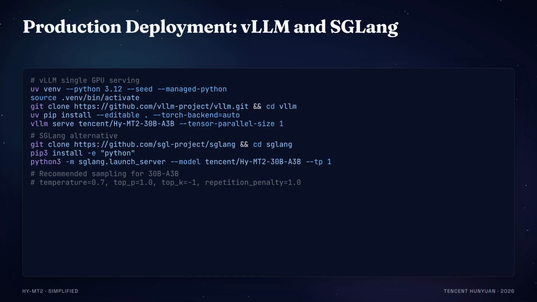For production, you have 2 great options. vLLM gives you the OpenAI-compatible HTTP API with continuous batching and tensor parallel sharding. SGLang gives you the same, plus radix attention caching that is especially good for repeated system prompts. Both work with the published Hy-MT2 checkpoints out of the box. No conversion needed. One important note on sampling: the dense models and the MoE model use different defaults. For the 7 billion and 1.8 billion models, temperature 0.7, top P 0.6. For the 30 billion mixture of experts, temperature 0.7, top P 1.0, top K disabled.